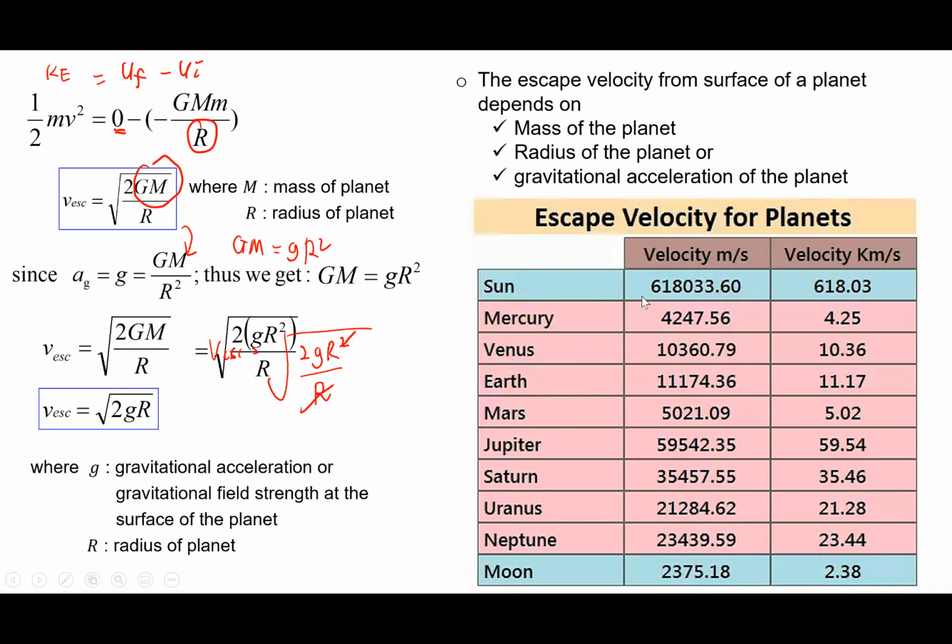Contoh kita nak escape daripada Mercury, so this is the minimum velocity that we have. Okay, so Venus berapa, Earth berapa, Mars berapa. Okay, so untuk kita escape daripada Earth, kita perlu at least kena ada 11.17 km per second.